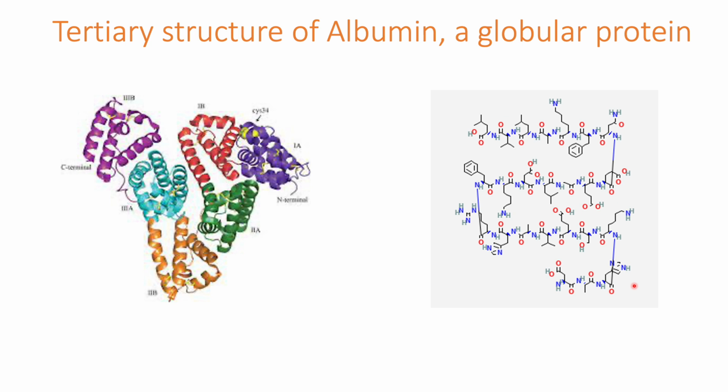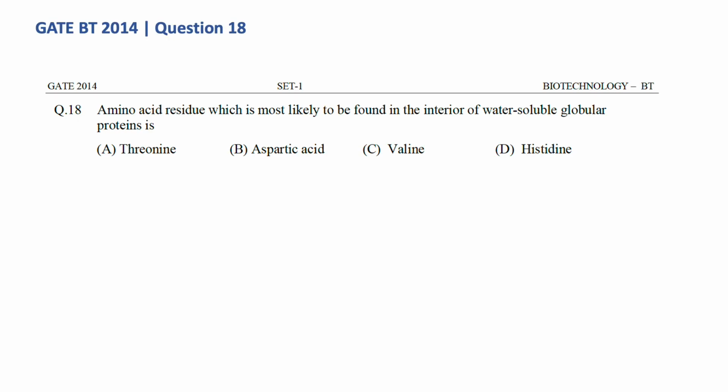So the structure and integrity of the proteins depend on how the amino acids are located in the tertiary structure. Ideally in an aqueous environment, the water loving, that is the hydrophilic amino acids, face outside, while the hydrophobic amino acids face towards the inside. Now, coming back to our question, the amino acid residue which is most likely to be found in the interior of water soluble globular proteins is... In an aqueous environment, the interior of a globular protein would be non-polar amino acids, while on the surface we would have polar hydrophilic amino acids.